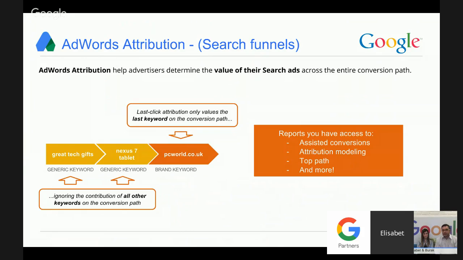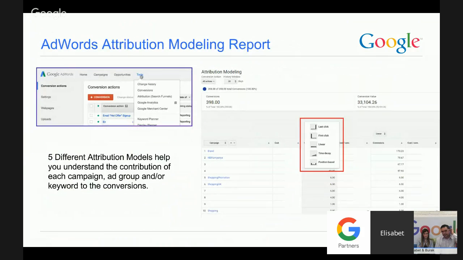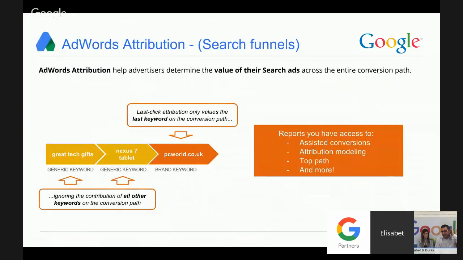And with attribution reports, you can see assisted conversions. What does this mean? With assisted conversions, you can see assisted clicks and assisted impressions. And with assisted clicks, you will see, at the keyword, campaign or ad group level, how many conversions this campaign assisted. Not by last click, but along the path. It could be first click or middle click.